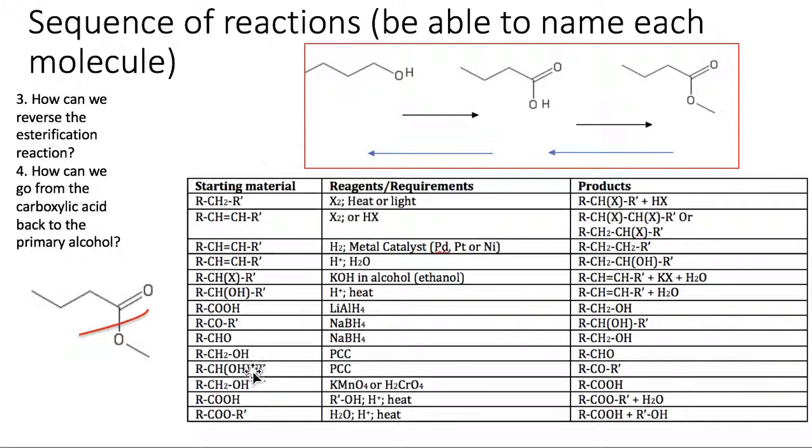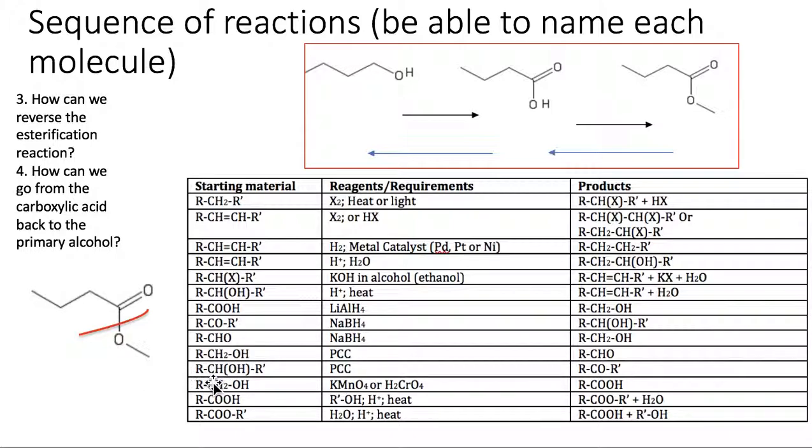So what from this table right here will be one that has the starting material of an alcohol? I'm looking at this one right here. You have the alcohol and you add PCC, but you get an aldehyde. So this is not an aldehyde. We want a carboxylic acid, so we cannot use PCC.